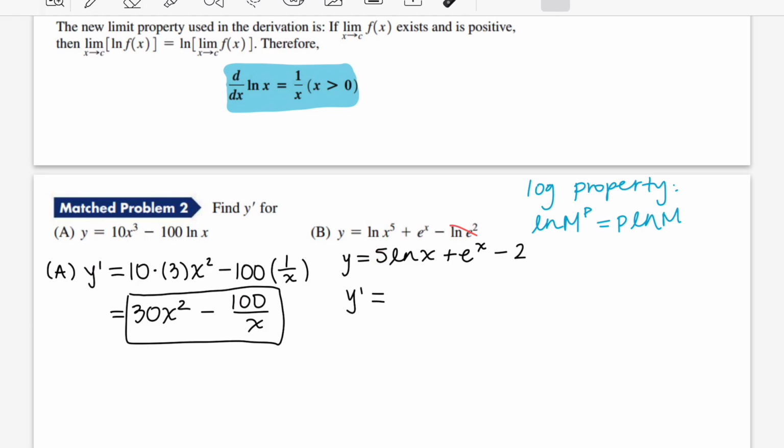So we have our 5, our constant multiple, out in front, so we keep that there. And we want to find the derivative of ln x. Well, we know that's just 1 over x. So that's the derivative for that term. And then we know the derivative of e to the x is just e to the x, and the derivative of a constant is 0. So then we get 5 over x plus e to the x.